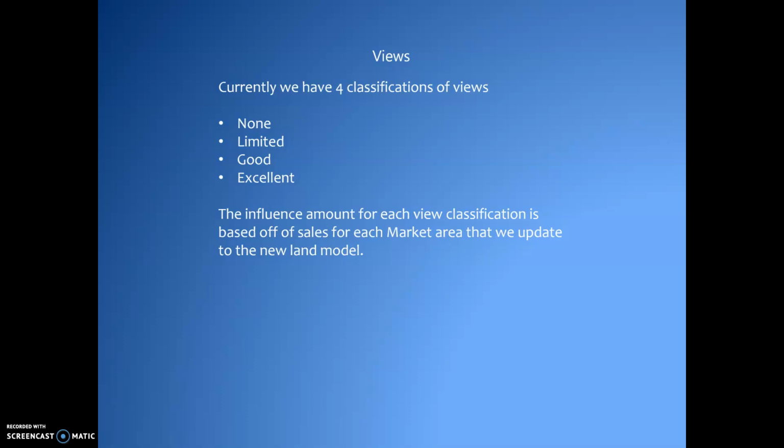So let's talk about views for a minute here. We have 4 classifications of views: none, limited, good, and excellent. And the percentage adjustment for each of those is going to be different in each market area. So for example, in Sterling, no view is built into the base rate, and then anything above that is a positive influence. Or if we take a look in the Caribou Hills area, our excellent view is built into the base rate, and anything less than that is a negative adjustment.